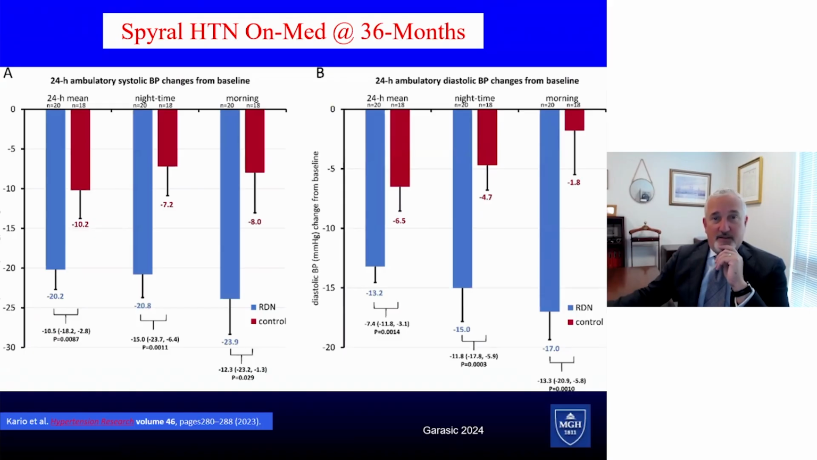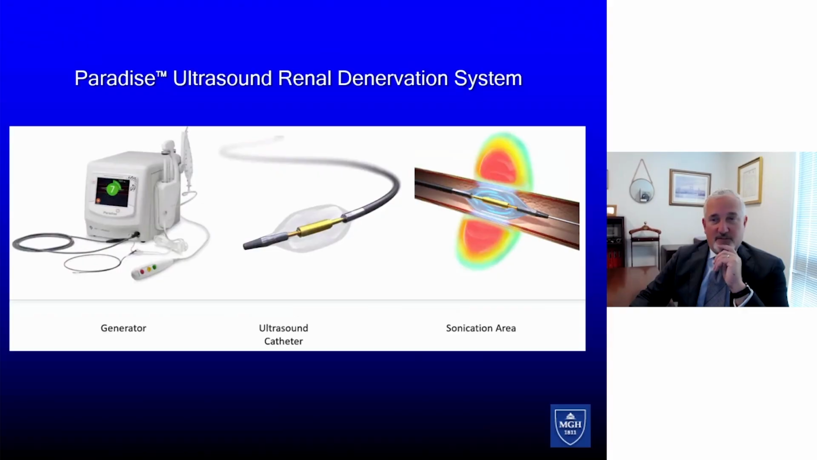If you look in the next trial, the spiral hypertension on med trial, these were people with more refractory, difficult to control hypertension, followed out to 36 months. And you can see that 24-hour mean, nocturnal, morning blood pressure in the systolic and the diastolic measurements all seem to improve significantly with denervation versus sham. So there did seem to be a benefit to the use of this technology.